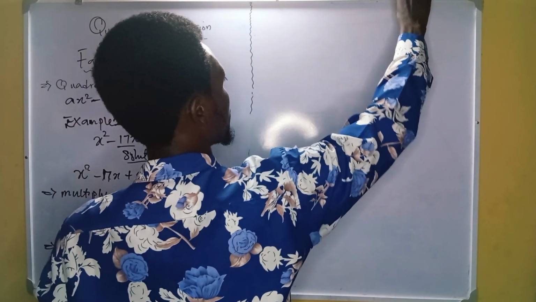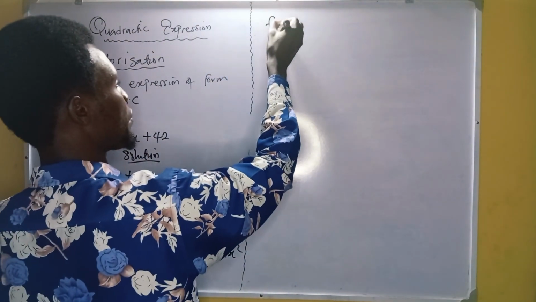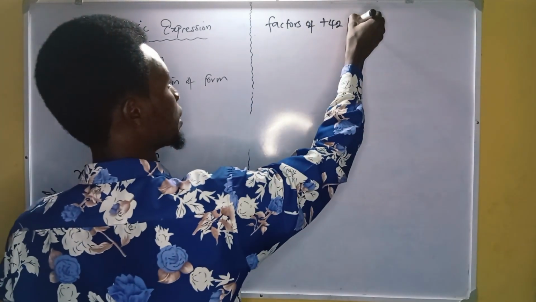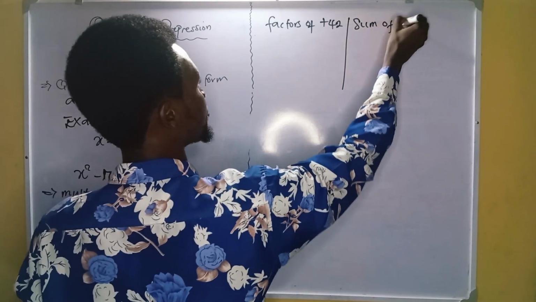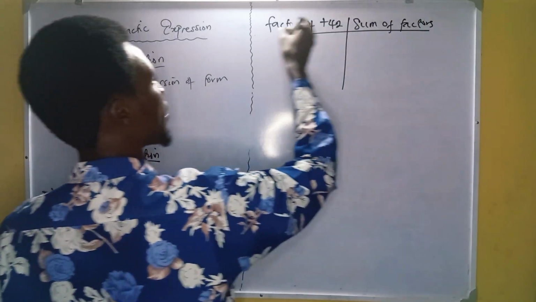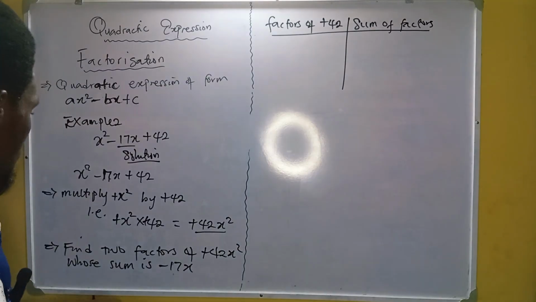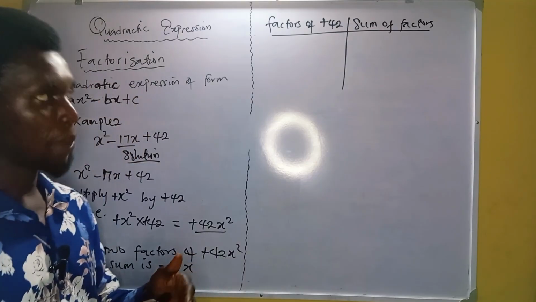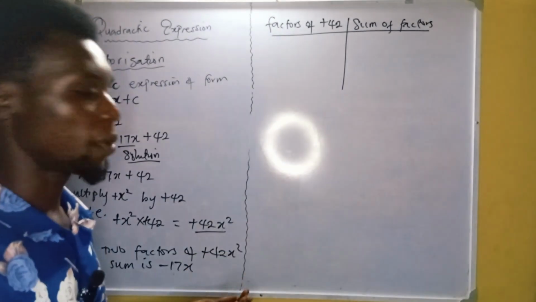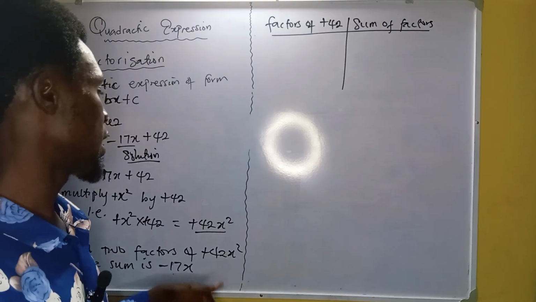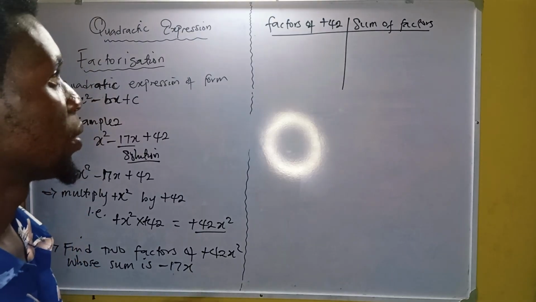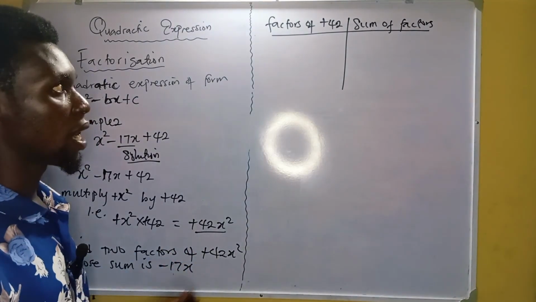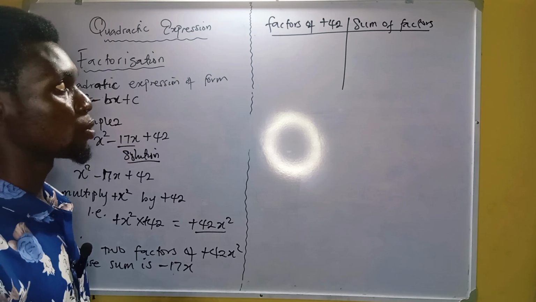All right? So if you have to create a table, let's just create our table for this. You have factors of plus 42 and then sum of factors. So what are we going to have? There are so many factors. You can list as many factors as possible for that particular number. For 42, it is always advisable for students to sit down and write out the factors because it will really help them.